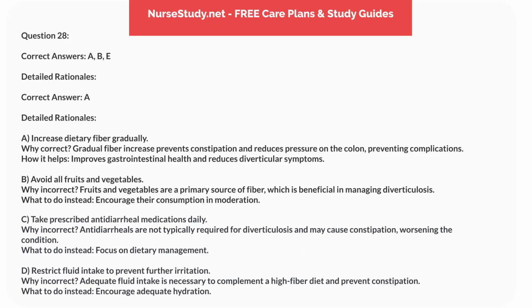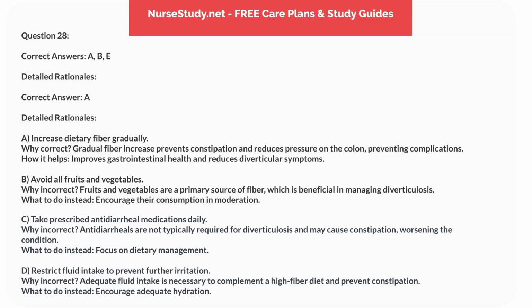Correct answer: A. Detailed rationales. A. Increase dietary fiber gradually. Why correct? Gradual fiber increase prevents constipation and reduces pressure on the colon, preventing complications. How it helps: improves gastrointestinal health and reduces diverticular symptoms.